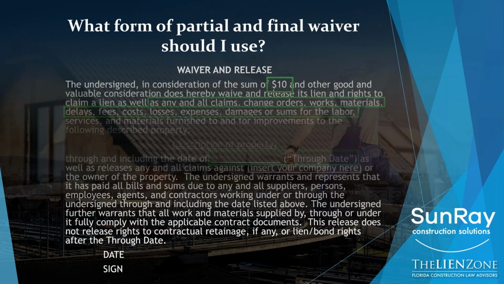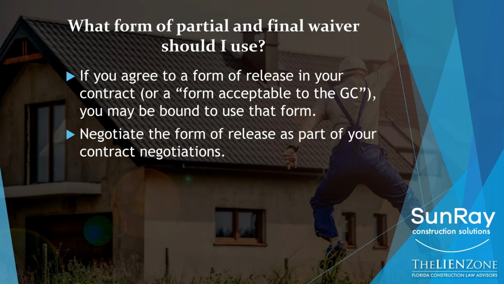So staying on the topic of the form of partial and final release, if you agree to a form of release in your contract, then that's the form that you're bound to accept during the course of the project. So if you're a subcontractor on a project and you sign a contract, that contract is going to say one of two things about the release. Number one, it's going to say you agree to use the release form that's attached as exhibit Q to our contract. Because if you agree in your contract that every month you're going to give a partial release on that form, that's the form you have to use.